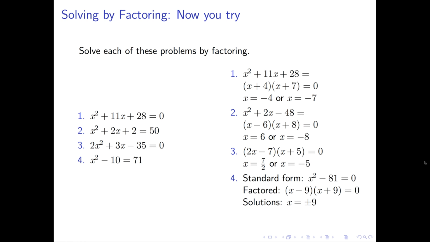Problem number 4 is not in standard form, so we need to subtract 71 from each side. So then we get x squared minus 81. That factors to x minus 9 times x plus 9. And you can see that x equals plus or minus 9.